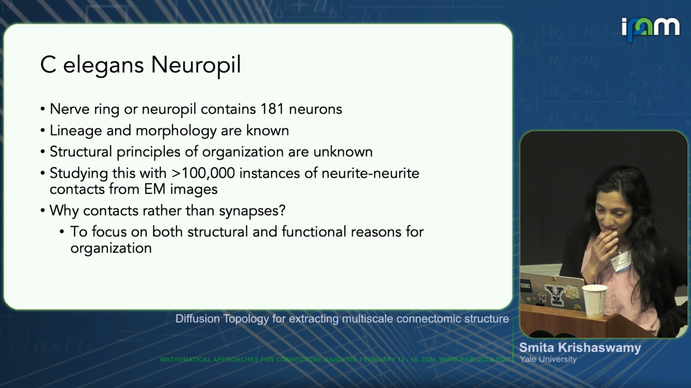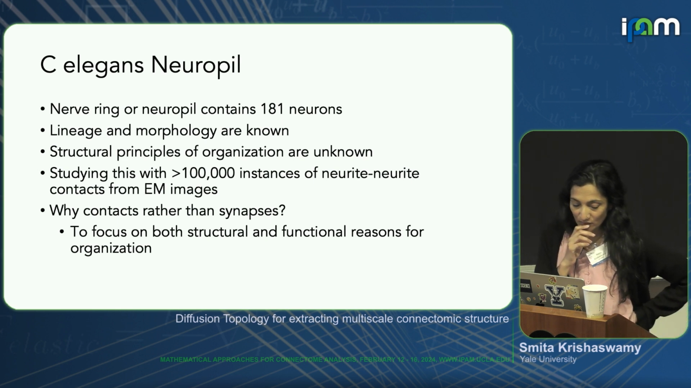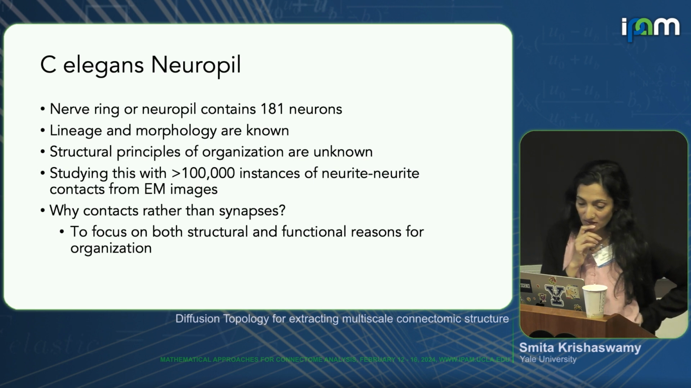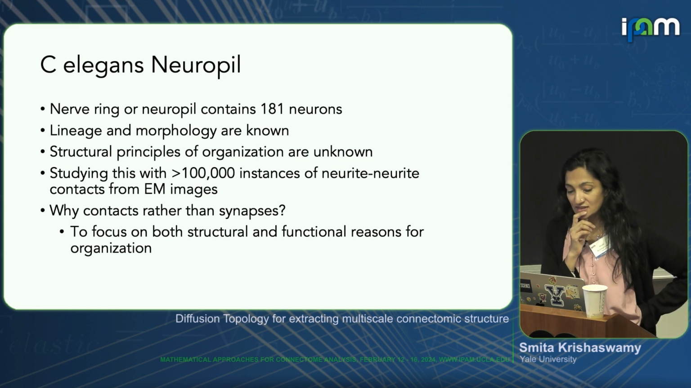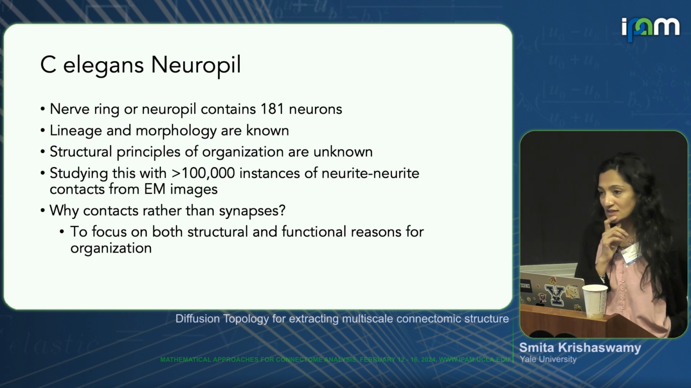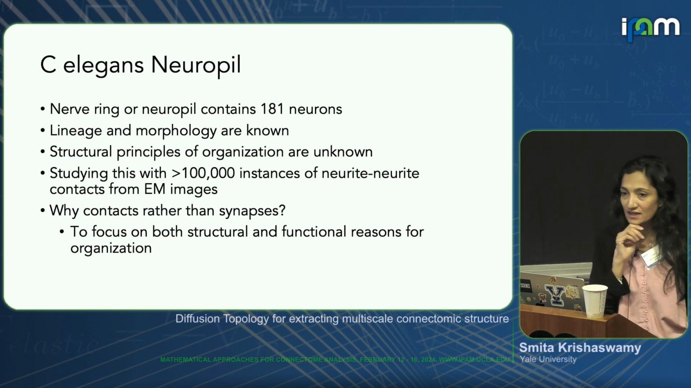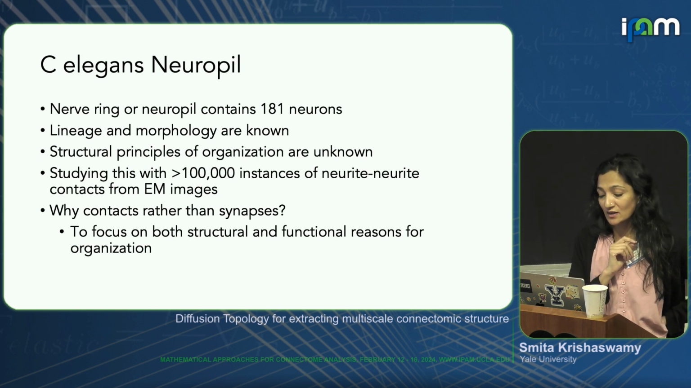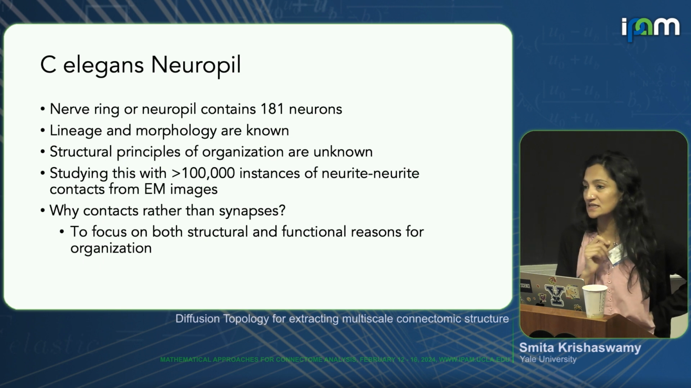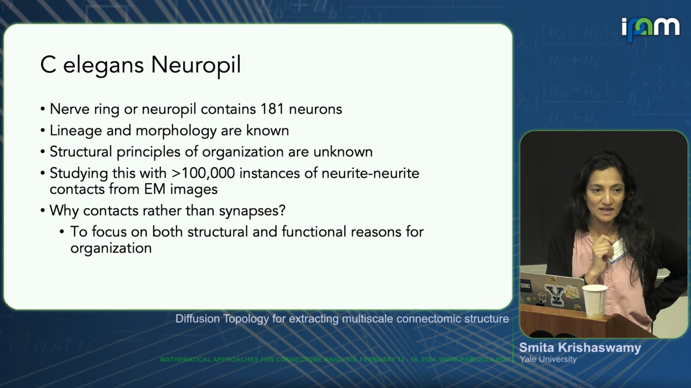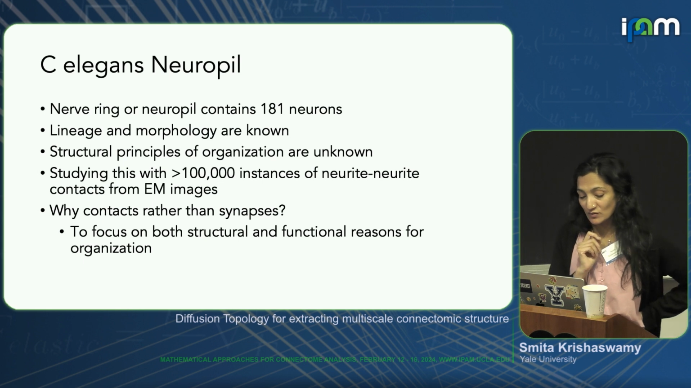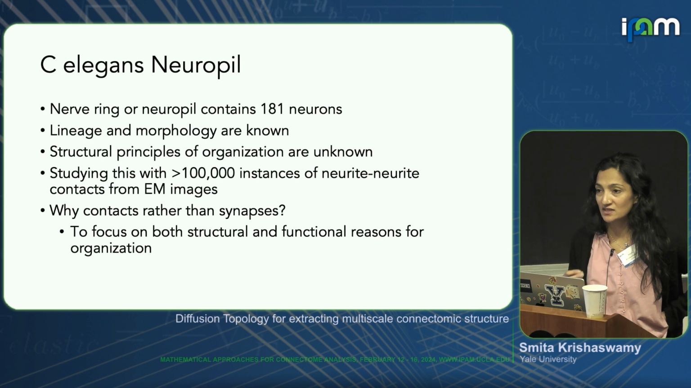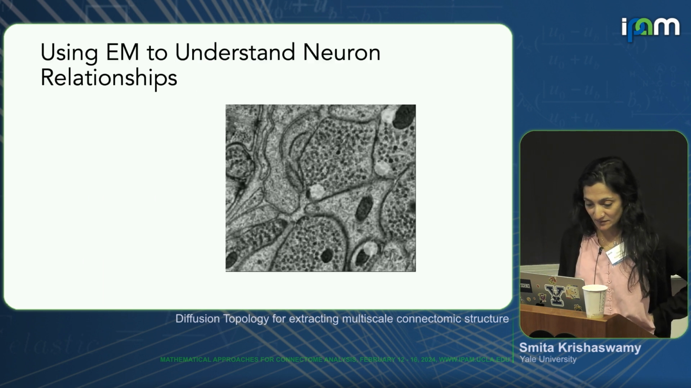So now let's go back to the connectomics data. This was again the NeuroPill or nerve ring data set. It has 181 neurons, but there were over 100,000 instances of neurite to neurite contacts, which is what we were given as data directly from electron microscopy images. And we did ask our collaborator why use these contacts rather than some kind of synapse information. And they told us they wanted to focus both on structural and functional properties of this, which would be easier to get from the contacts.